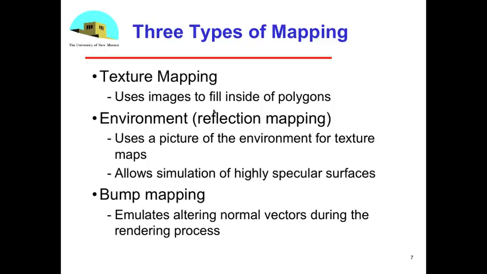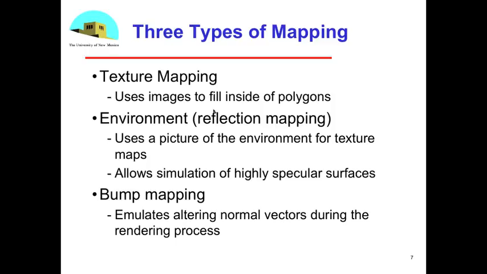And finally, bump mapping, as we just said, emulates the lighting at each point by playing around with the normal vectors as you render. So the normal describes what the surface looks like locally. If you modify that normal locally as you're doing rendering, it's equivalent to changing the surface, even though you really haven't changed the surface. You've only changed your normal, and we'll see how that can be done very, very efficiently.